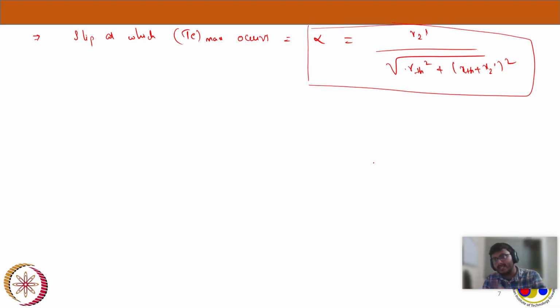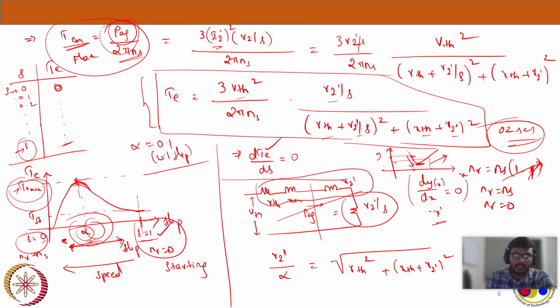Now you know only the slip value. Now what is the torque maximum value? Now, what is this TE max? You just have to substitute this value of alpha in this equation. This is TE, and you are trying to substitute S as this one in this equation.